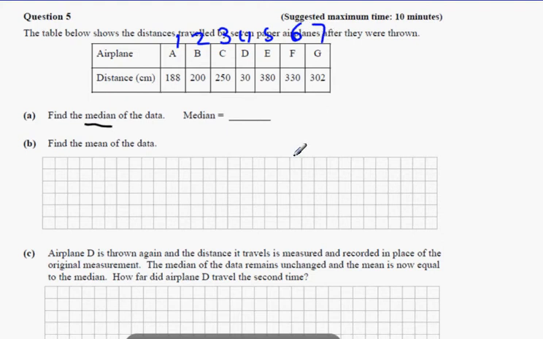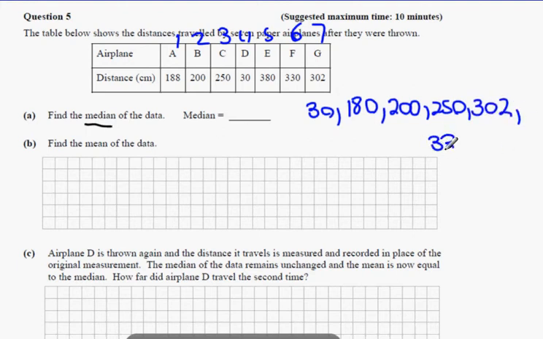Let's arrange them in order of size. What comes first? What number? 30, after that? 180 after that? 200, 250, 302 after that? 330 and 380. Who's in the middle? What number is in the middle? See, 1, 2, 3, 4, 5. The fourth one is in the middle. So who's number 4? 1, 2, 3, 4. And as Owen said, 250 centimetres.